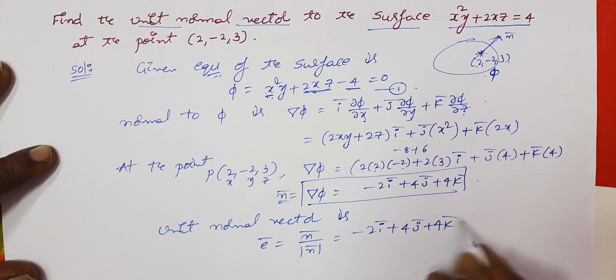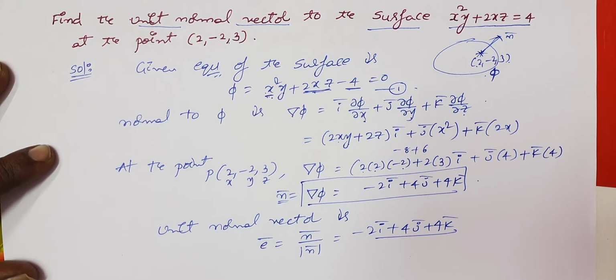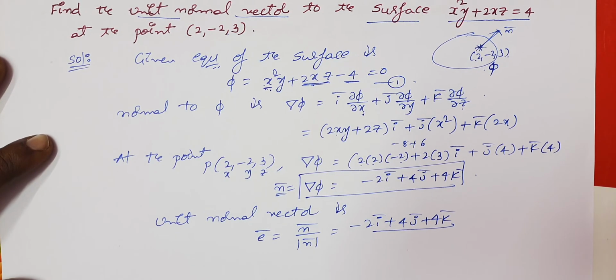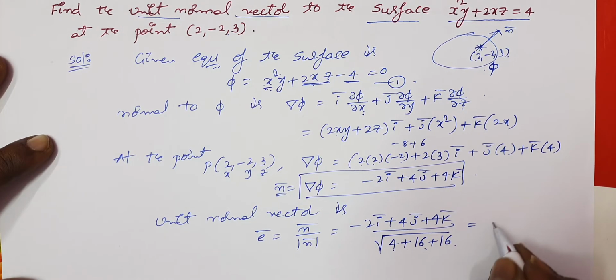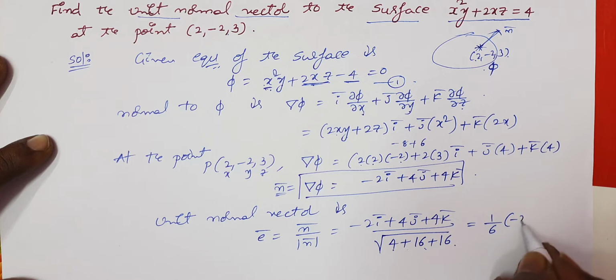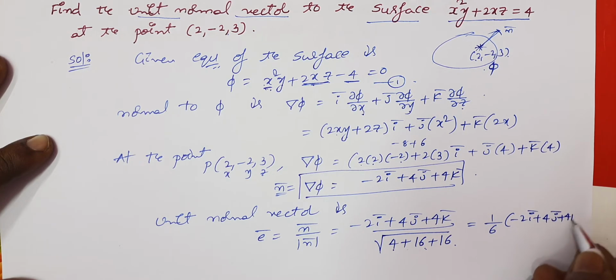How can we find the length, otherwise the magnitude, of this vector? I already discussed in earlier videos how to get the length: root over the sum of squares of components. -2 square is 4, 4 square is 16, again it is 16. So 16 plus 16 is 32, 32 plus 4 is 36. Root over 36 is nothing but 6. So 1 by 6 into -2i bar plus 4j bar plus 4k bar.